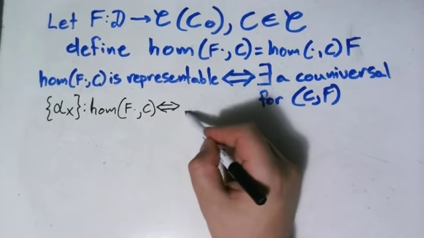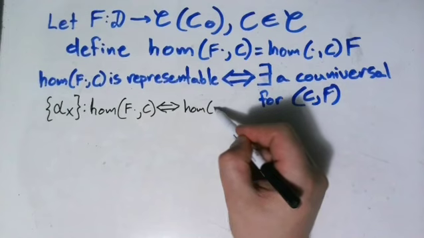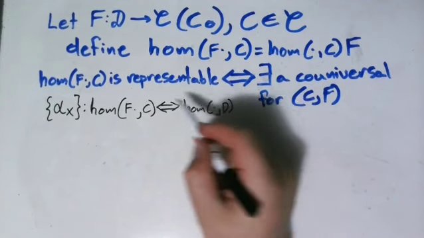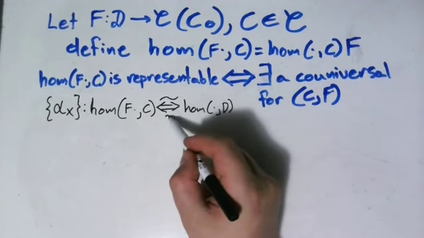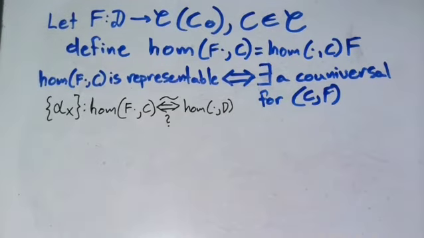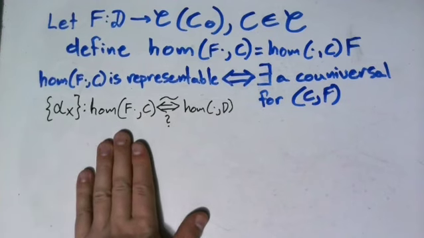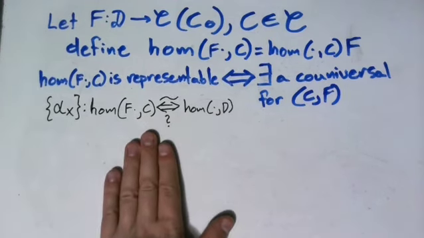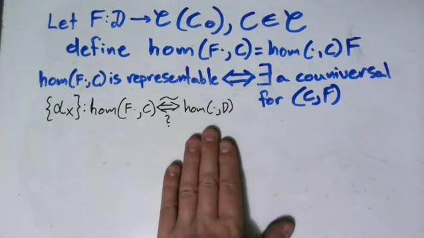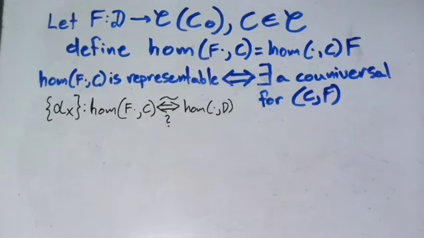into hom(blank, D). And we can ask ourselves, is this a natural isomorphism or not? And the question then becomes, does it satisfy the naturality condition? Because we already know that they're bijections going from hom sets hom(F X, C) to hom(X, D), but we need to ask ourselves, does it satisfy the naturality condition in order to be a natural isomorphism?